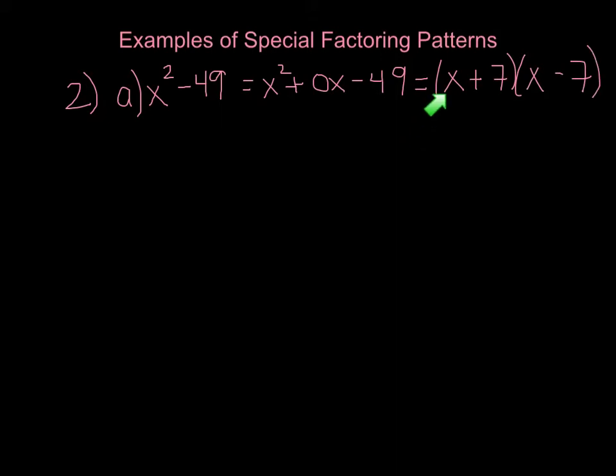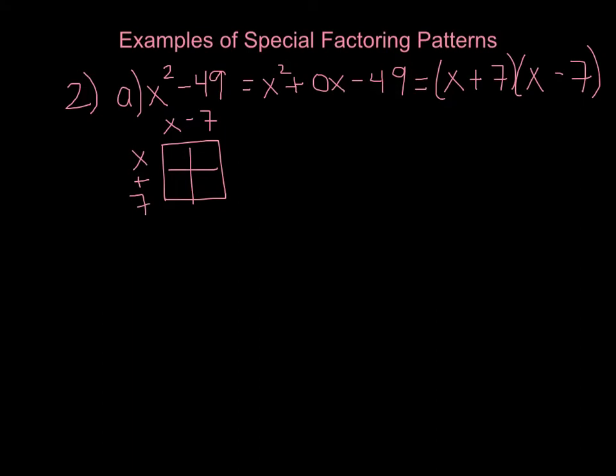Because I need the first terms to multiply to the x squared, I need the last terms to multiply to negative 49, but I need the center to add to 0. So negative 7x plus positive 7x gives me 0x. Then we can verify that we are correct by multiplying this out. And you should always do this. You should always do a check to ensure that you do in fact have the correct factorization.